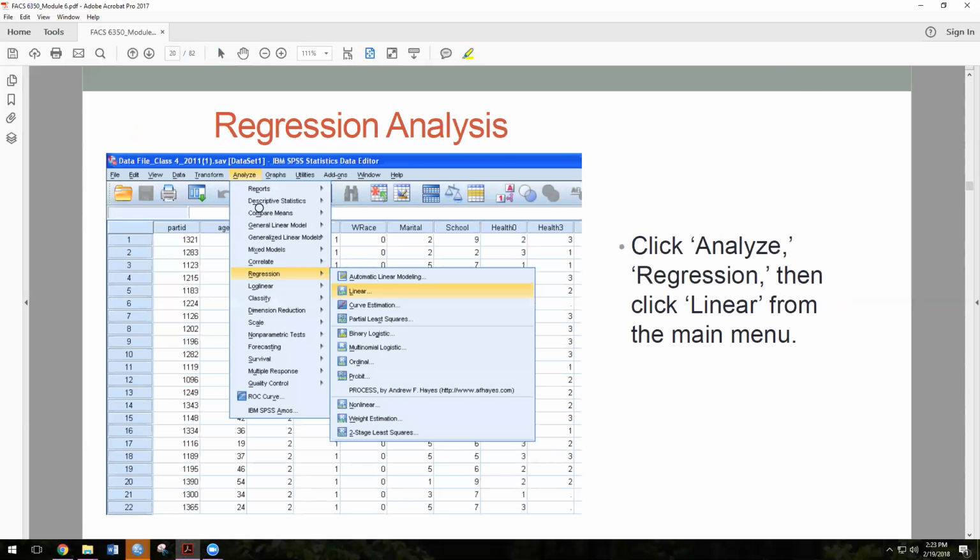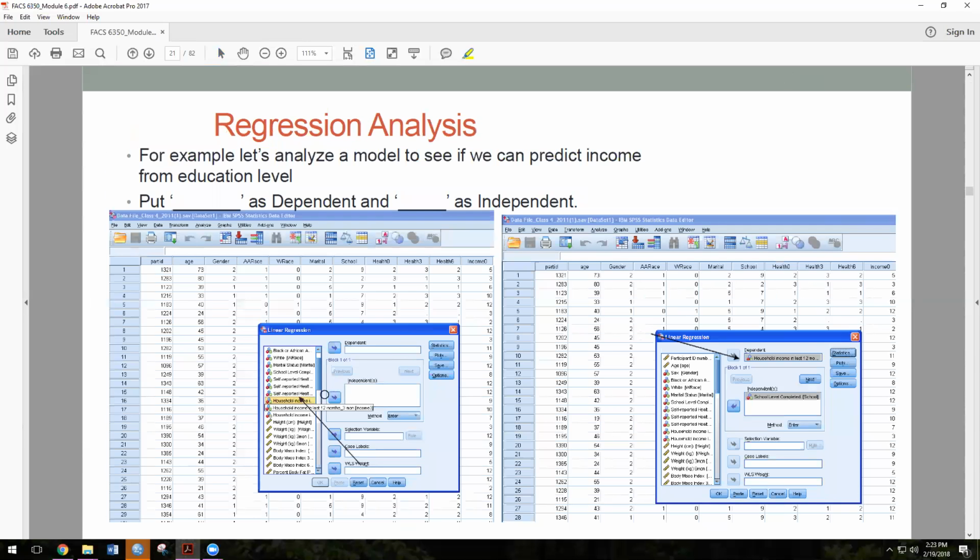So I'm going to go to Analyze, Regression, and I'm going to choose my linear regression. And then I have my variable list. So I want to identify my household income, and I want to identify my school level completed, because that's my education. My outcome variable is my household income. So that is my dependent variable. My predictor variable is my school level.